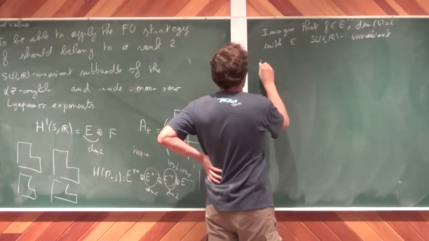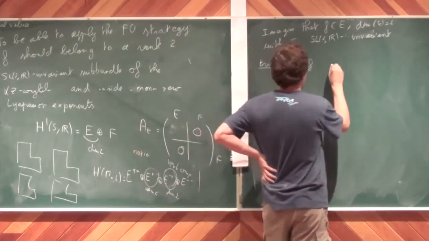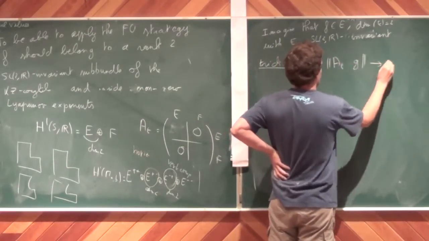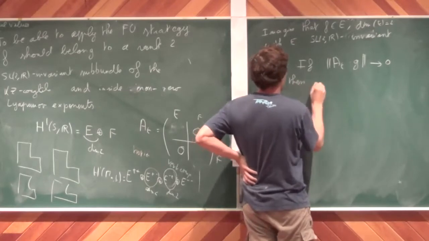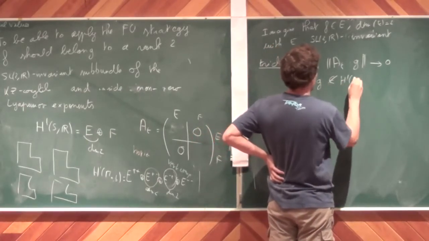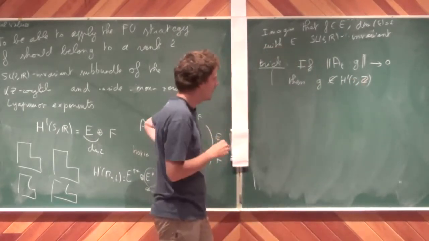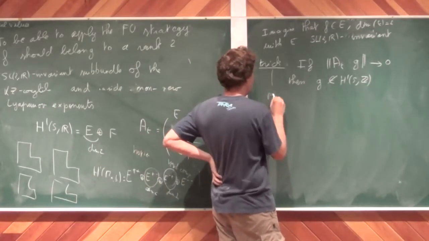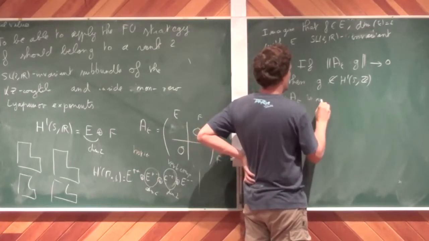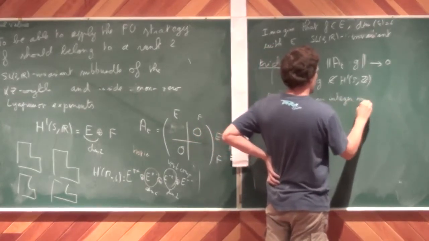So, a trick which is very useful: if A_t of G goes to 0, then G does not belong to the integers. And the proof is stupid. A_t is an integer matrix, so this is a symplectic matrix with integer coefficients, which is invertible.